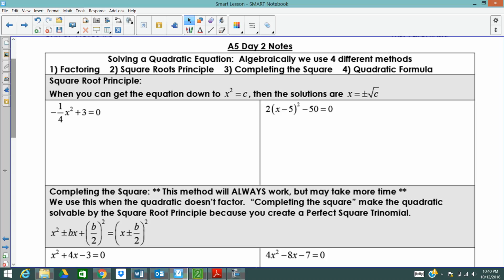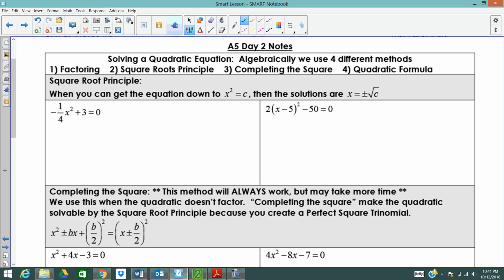So, square root principle. Whenever you can get the equation down to x squared equals a constant, then all you have to do to solve is to take the square root of both sides. And when you do that, don't forget that x will end up equaling both positive and negative the square root of your constant.